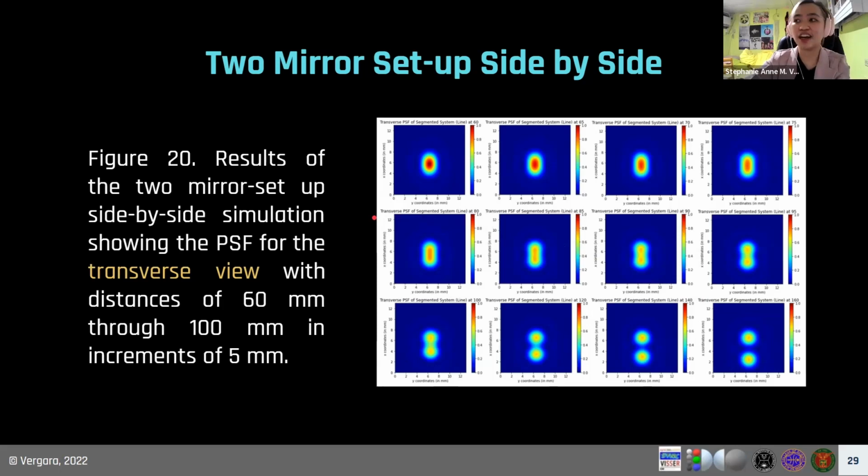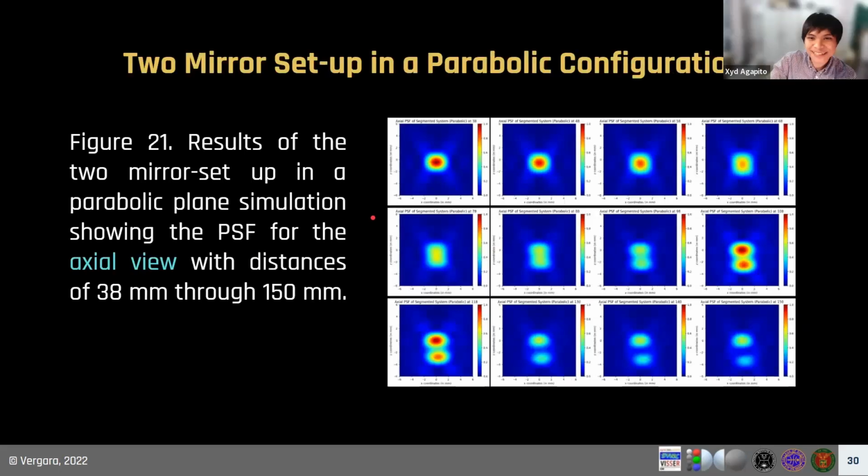This is for side by side po. Side by side. Okay. Sorry. So for parabolic, for example, the best distance is somewhere around here, 38, 48. Yes. Okay. And these are all tilted at the same angle. They are tilted based on the distance, on where they lie on the parabola. Yes. Oh, okay.